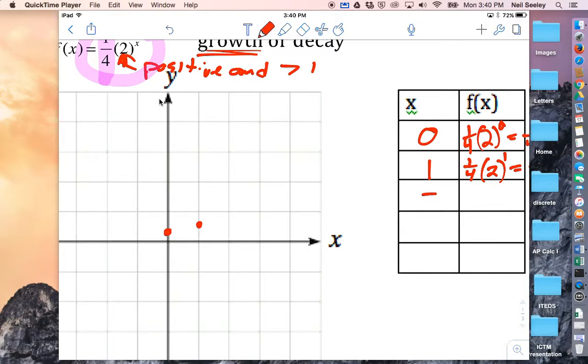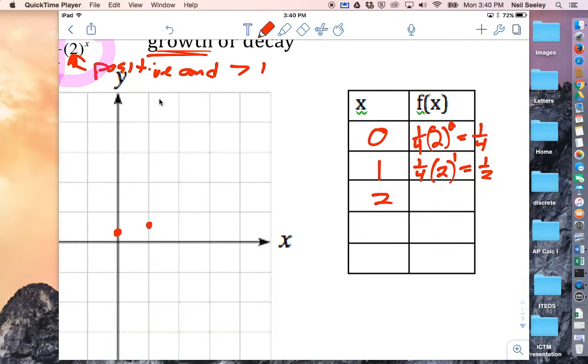So if I do the next one, 2, I'm just going up the scale. I don't always go up the scale like this, but for this one, it's easy enough. 2 to the second, you get out 4. 4 times a 4th is actually 1. So finally at 2 I get to 1.